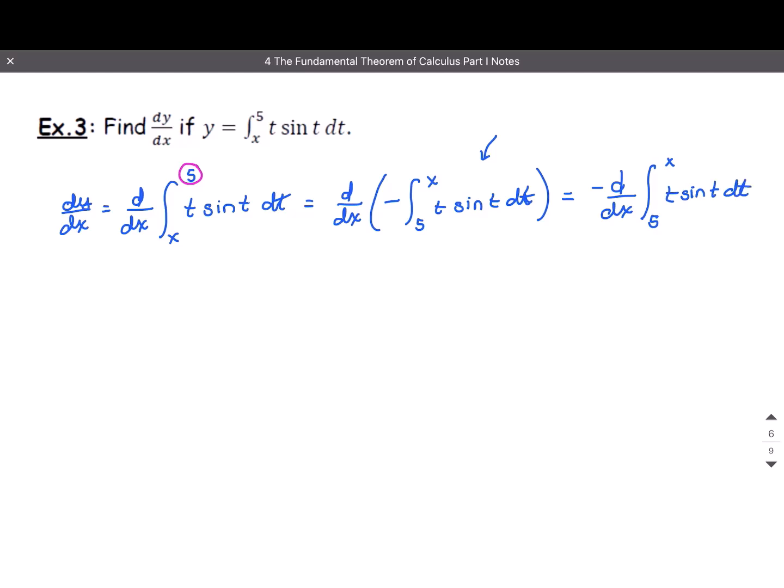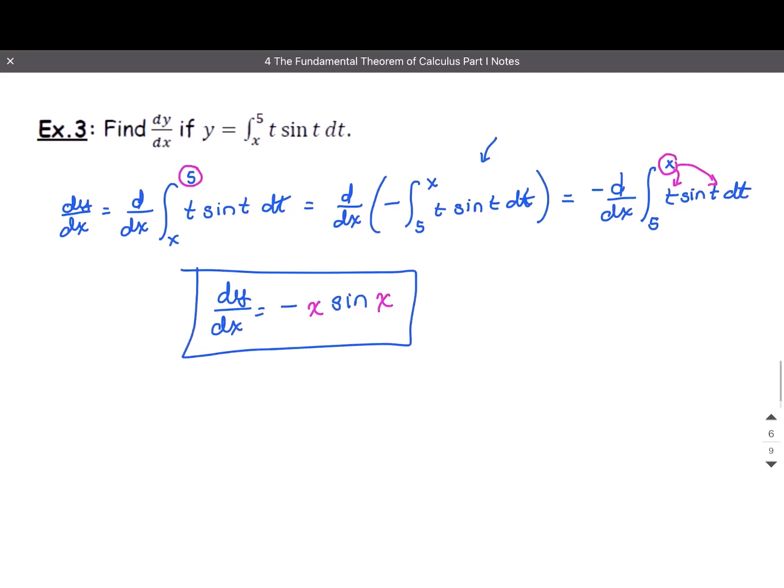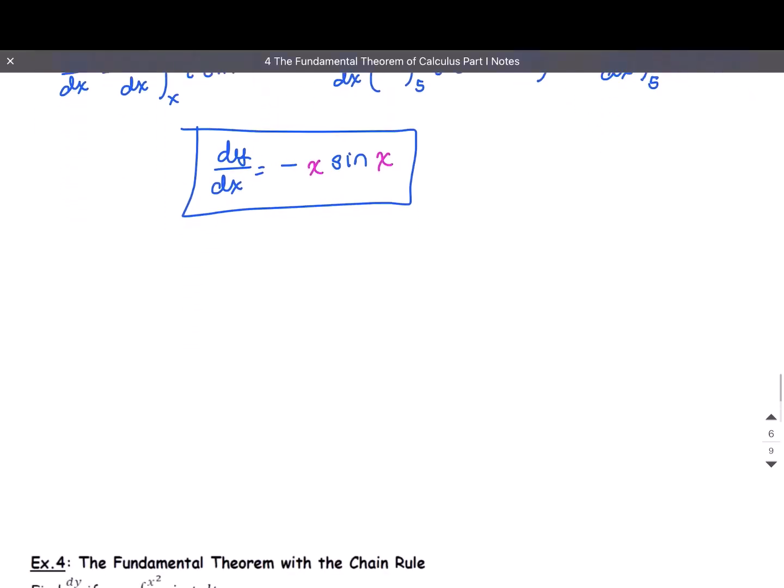Okay, because now we know that dy/dx is the negation, and we're going to take this x and plug it into the function t sine t. And that's it. So dy/dx is negative x times the sine of x. So if the constant is at the top, you need to reverse the integral, but don't forget to negate that when you reverse the limits on the integral.